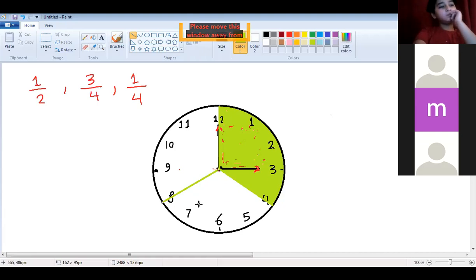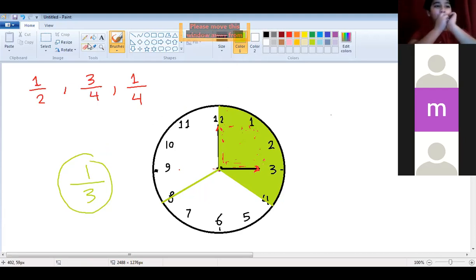How many sections now in the circle? 3 sections. So what is the fraction of the green zone? 1 over? 1/4. Are you sure? We said we have 3 sections. Oh, 1/3, I mean. 1/3. You understand now, Abdul Mohsen?